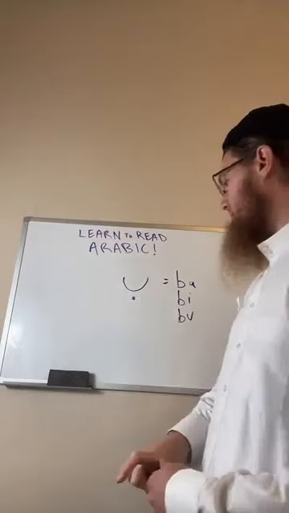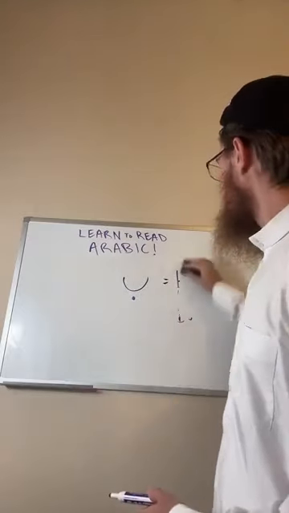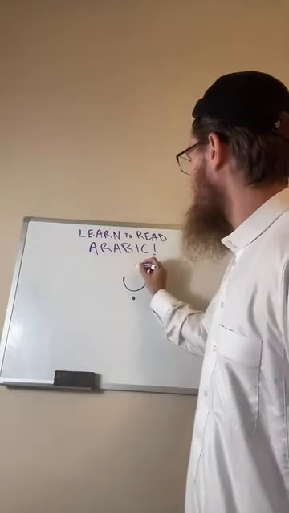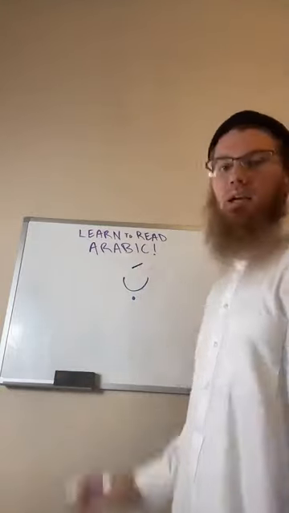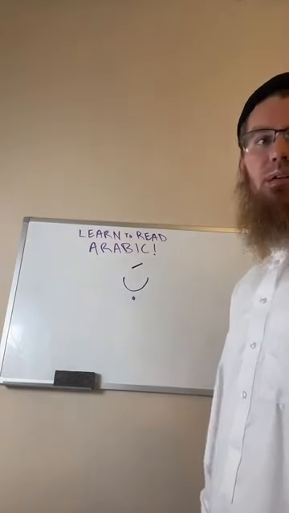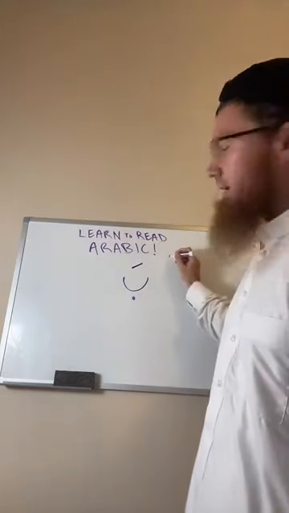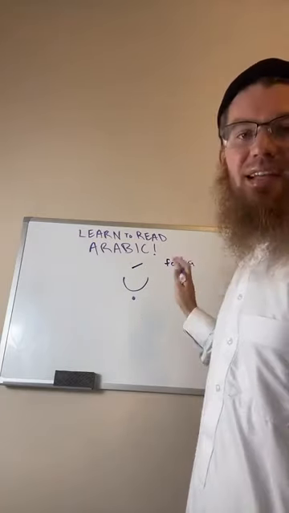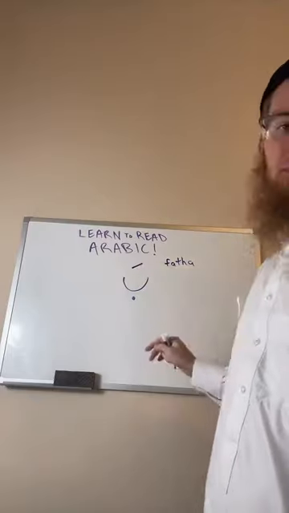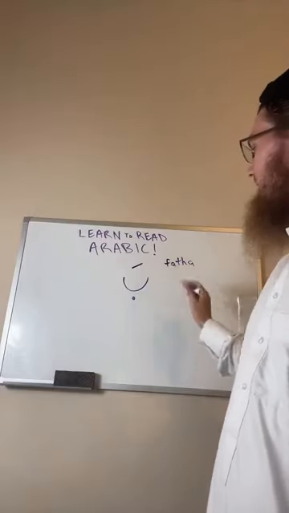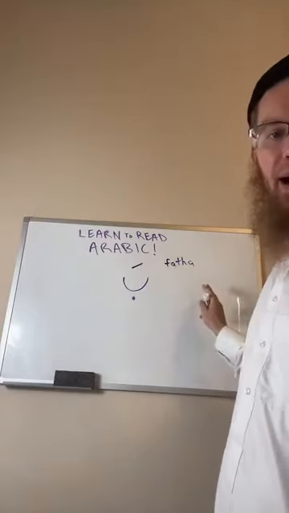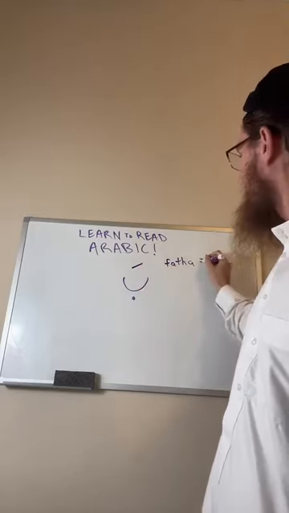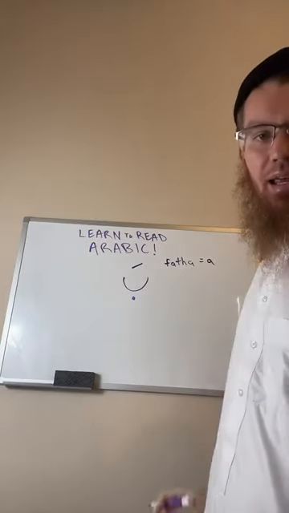We're going to start with 1. And it's very simple. It is a straight line that we write above the letter. This symbol is called a fetha. This letter is called the letter Ba. This symbol is called a fetha, and it sounds like the English A.